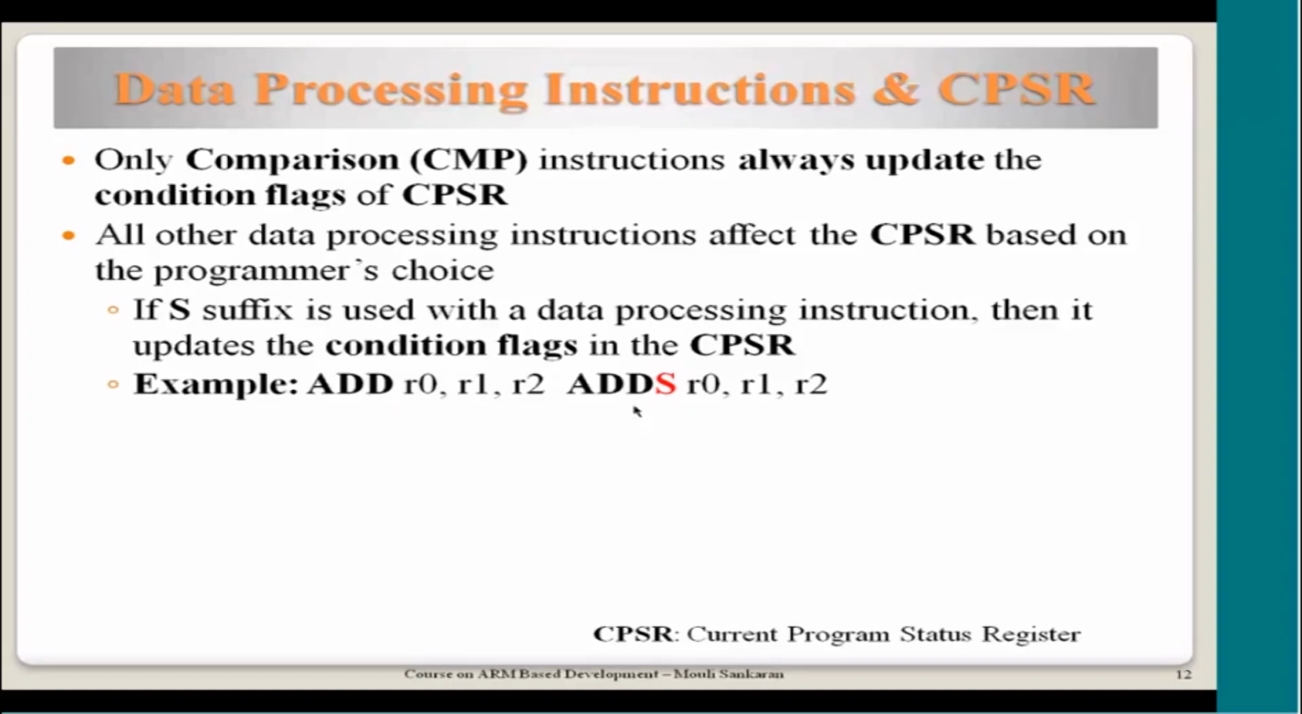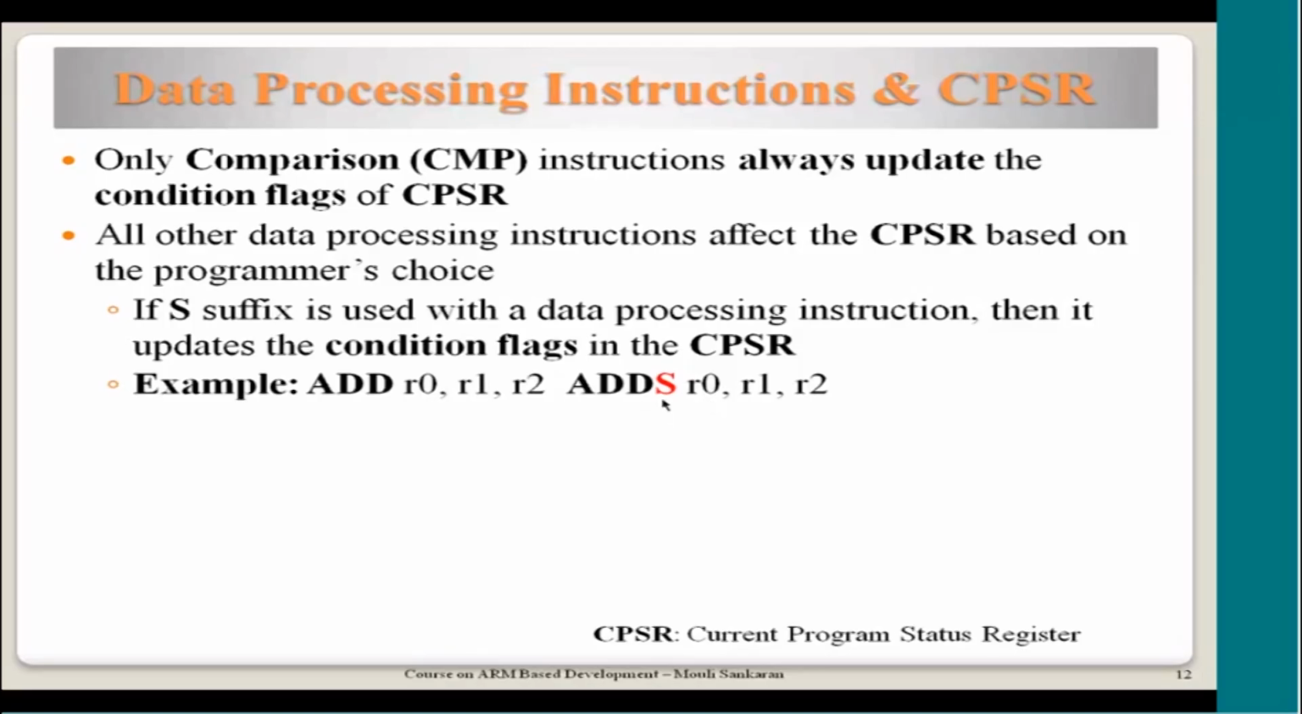But suppose the user has said adds, that means the user wants whatever the arithmetic in this instruction does to the CPSR to be reflected in the CPSR. I'll give an example. Suppose you are adding two zero values. Suppose R1 has 0 and R2 has 0. If you add these two numbers, what do you get? You get a value 0 in R0. Now, when the result is 0, which flag should be set? Naturally, the zero flag should be set.